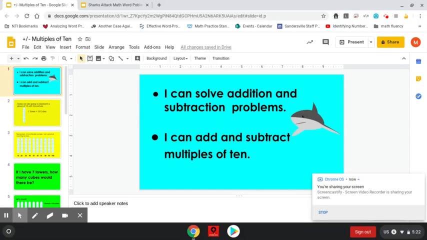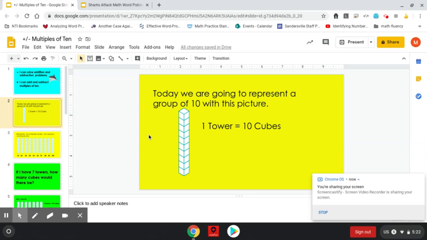Hello, everyone. This is Miss Darko, and we are going to talk today about solving addition and subtraction problems and adding and subtracting multiples of 10. So, we are going to represent a group of 10 with this picture today. When you see this tower, it is going to equal 10 cubes. I'm sure you've used Unifix cubes in your class before. So just keep a picture of those in your mind.